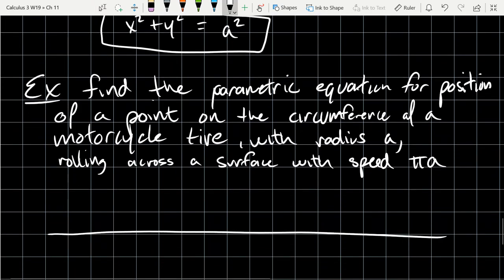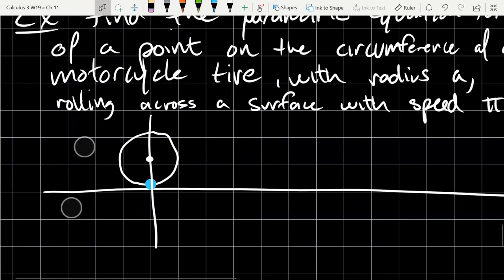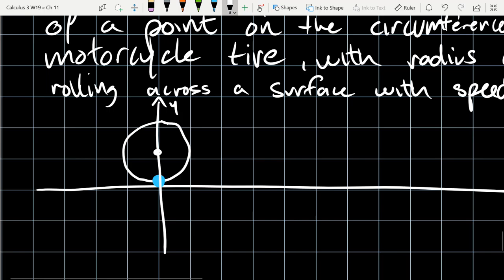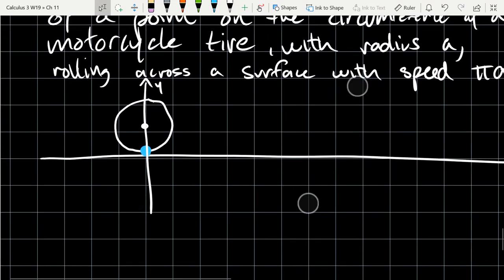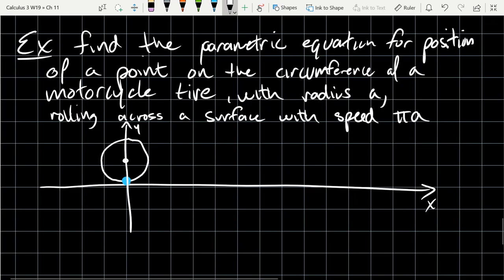So I'm going to draw a little picture here. Here's our surface. Here's the tire. Now I did not specify where it's starting, so it probably doesn't really matter where we have it start. I'll just have it start at the very bottom. So there's our y-axis and our x-axis. I don't know why I made the x-axis so long. Well, it didn't need to be that long.